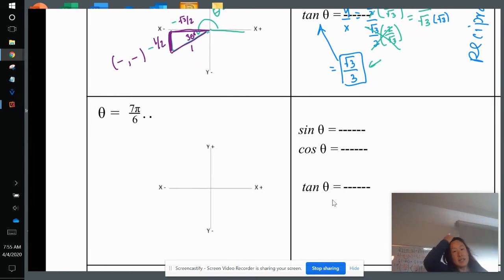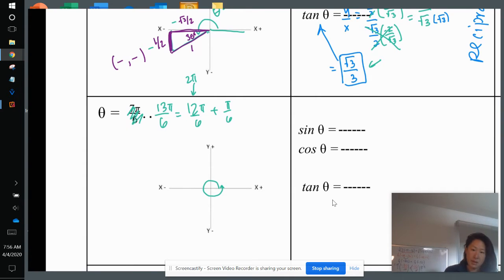7 pi over 6 is the same angle. So we're going to change that. I'm going to make this 13 pi over 6. And this time, I noticed that 13 pi over 6 is greater than 1 full rotation, so I can break this up into 12 pi over 6, which is just 2 pi, plus 1 pi over 6. So this is 1 rotation plus a little bit.